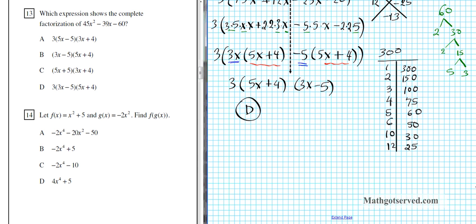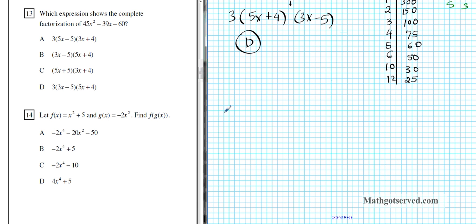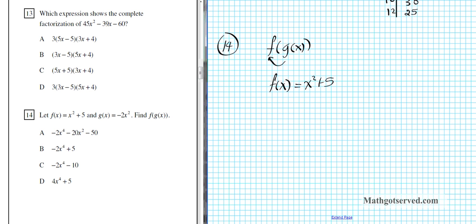Okay, let's move on to number 14. We're composing two functions. So to do that, you're going to plug in one function into the other. So you have to find f of g of x. So in this case, you're plugging g into f. All right, so f of x is x squared plus 5, and g of x, which is what we're plugging in, is negative 2x squared.